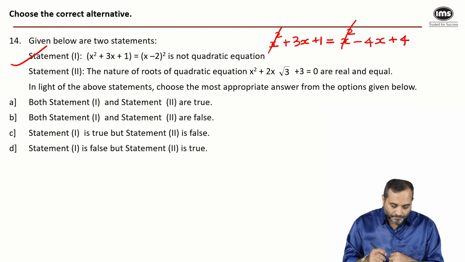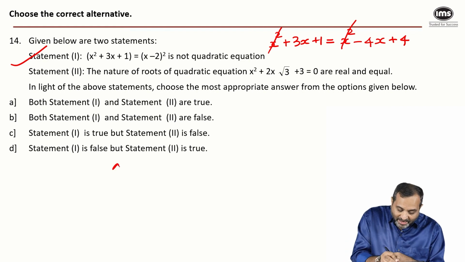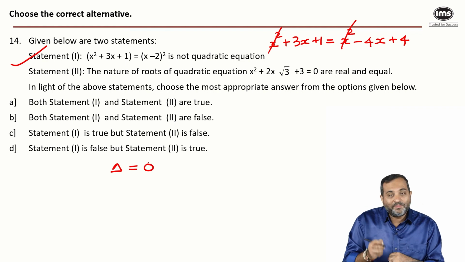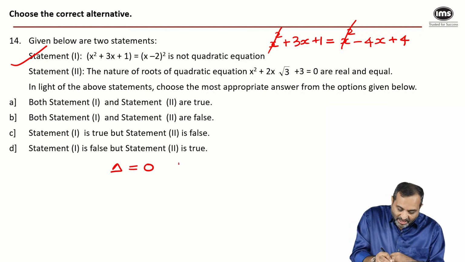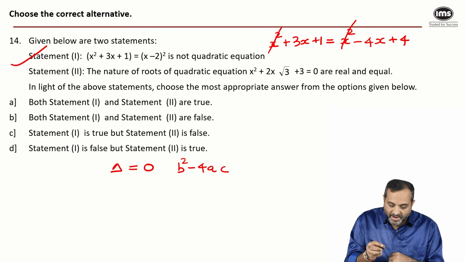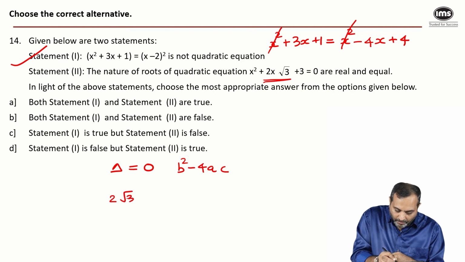Let's look at statement 2. The nature of roots of the given equation is real and equal. Now, when you are finding nature of roots, what is it that we are finding? We are finding delta. What is delta? b square minus 4ac. And I know that my delta has to be 0. When my delta is 0, then I can say my roots are real and equal. So let's check delta. As I said, b square minus 4ac. What is b in this case? The coefficient of x, which is 2 root 3.